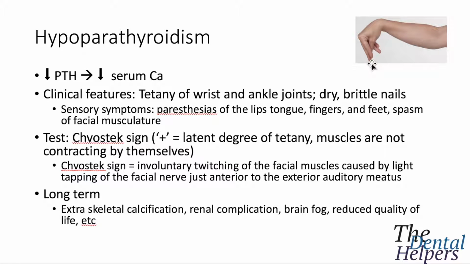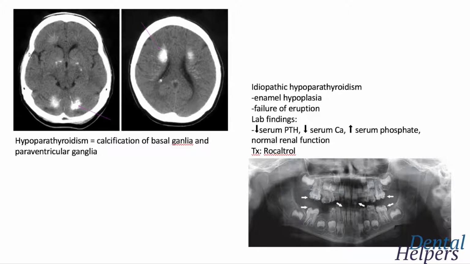Long-term considerations are extraskeletal calcifications, renal complications, brain fog, meaning you're kind of not 100% present. It's going to have a reduced quality of life. So if we look at a brain scan of a patient with hypoparathyroidism, you're going to see calcifications of the basal ganglia as well as the paraventricular ganglia. You can have idiopathic hypoparathyroidism, where the result is enamel hypoplasia, failure of eruption.